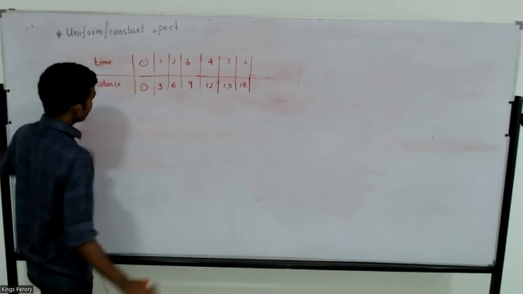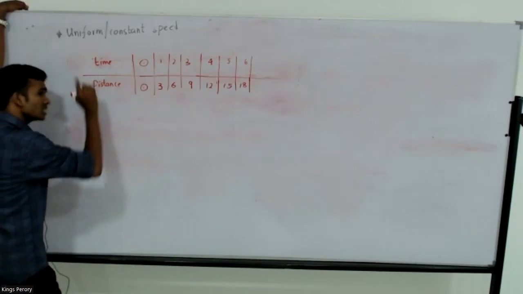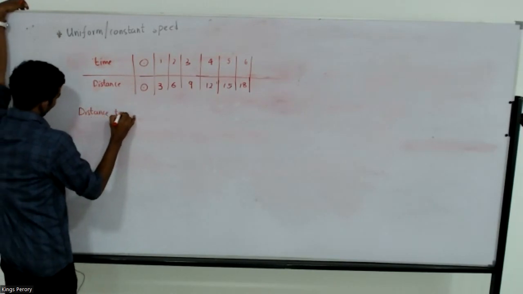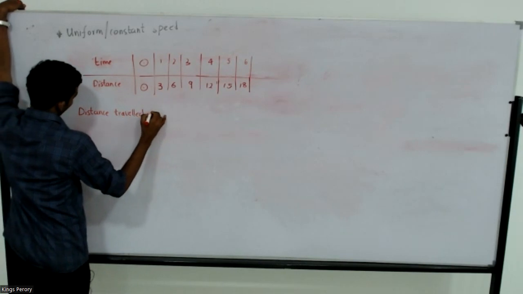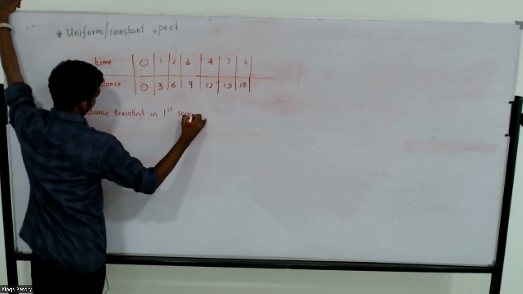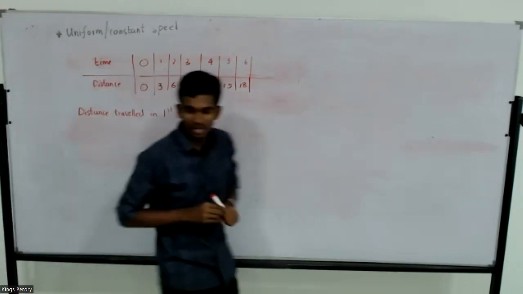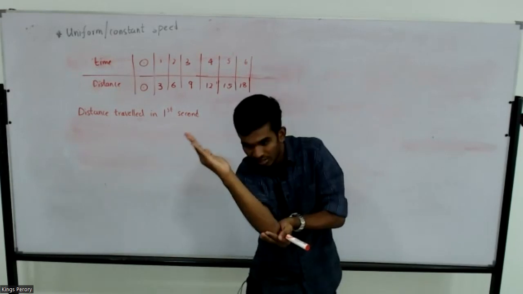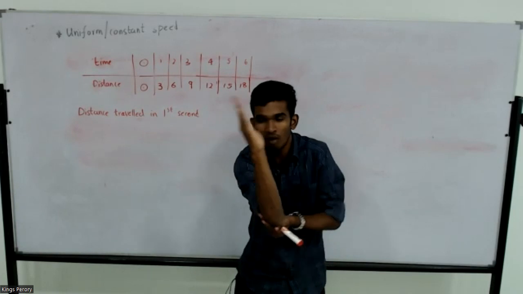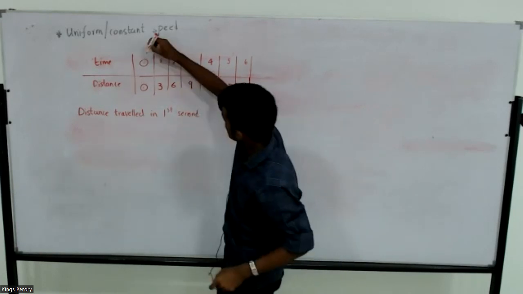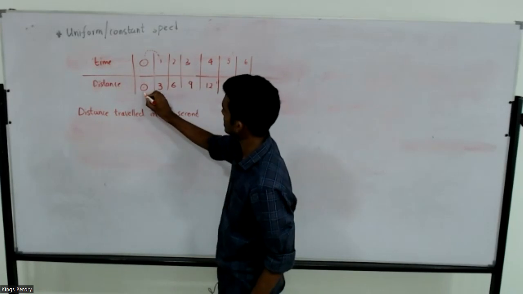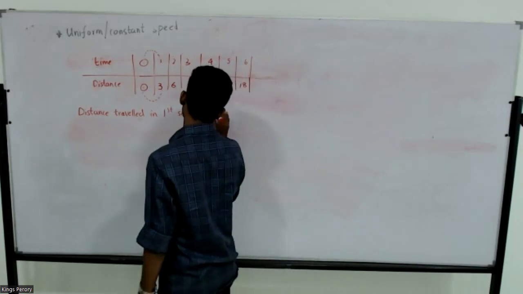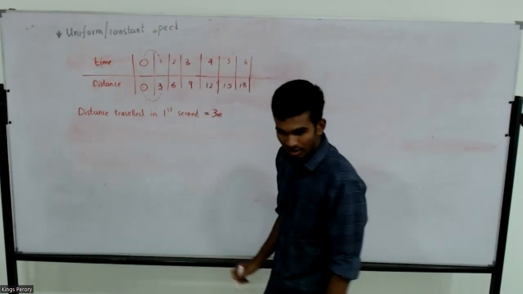Now, what is the distance traveled in the first second? Now, what does first second mean? Initially, the stopwatch is showing 0. From 0 to 1 second, that is my first second, right? From 0 to 1 second, what is the distance traveled? 0 to 3 meters means how much? 3 meters it has traveled.